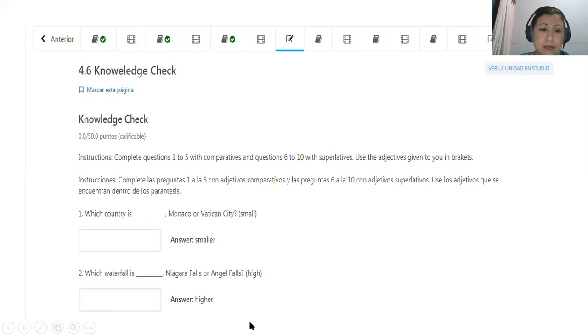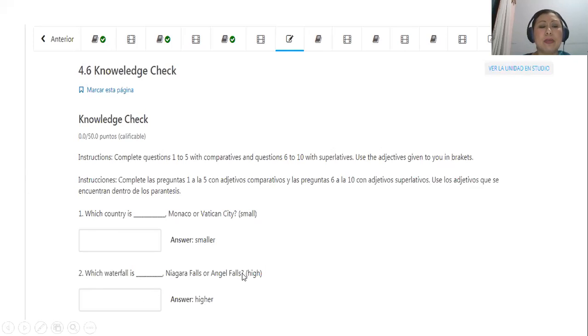So number one, which country is, in this case, small? So when there's a comparison, you say smaller. Which country is smaller, Monaco or Vatican City? Okay. Number two, which waterfall is high? So you say higher, right? Which waterfall is higher, Niagara Falls or Angel Falls, right?